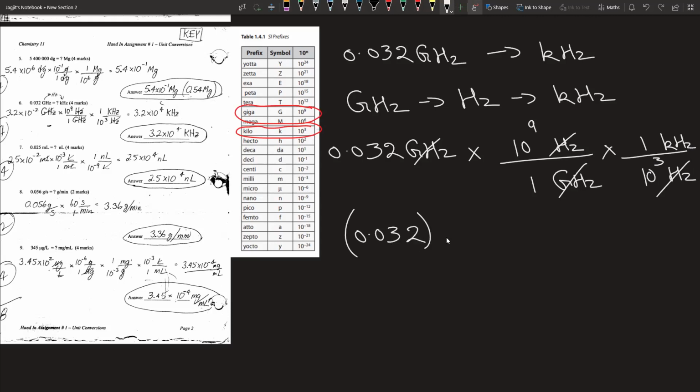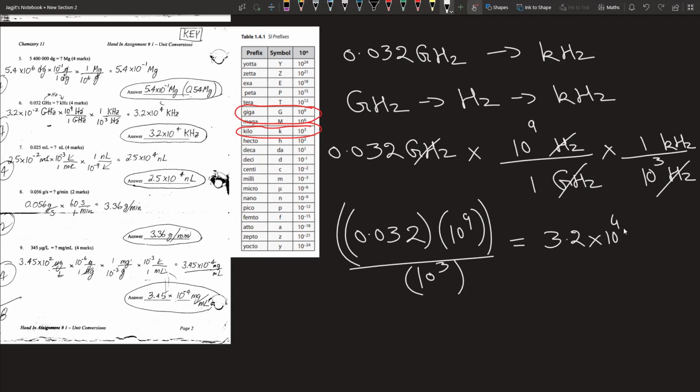Now hertz cancels. So you would punch it in your calculator like this, folks. It'll be 0.032 times 10 to the power 9 divided by 10 to the power 3. Make sure you put another bracket so your calculator knows which guys are at the top and which guys are at the bottom. If you punch it in properly, you should get 3.2 times 10 to the power 4 kilohertz.